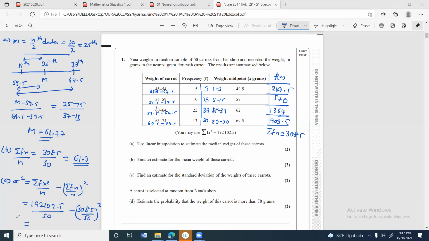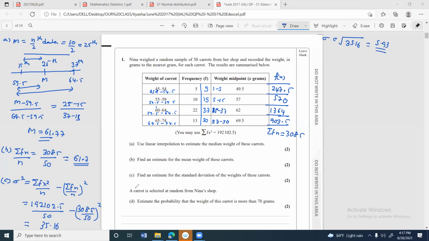That answer is 35.16. Therefore, you can get the standard deviation as the square root of that answer, 35.16. So the standard deviation becomes 5.93. That's the answer for that, right?